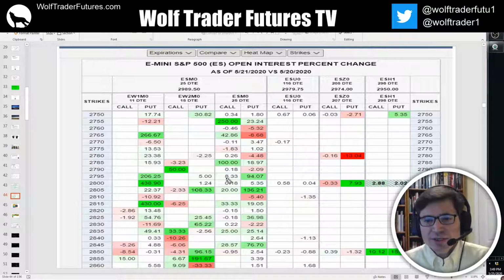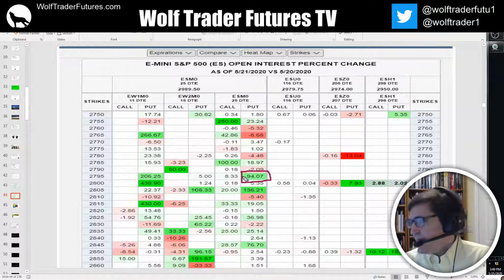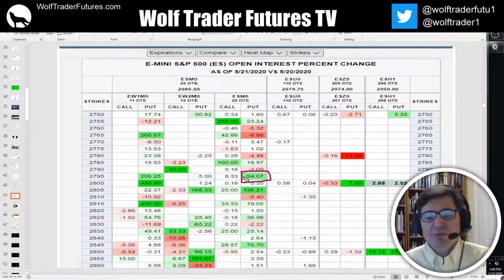So what you see here is huge changes in people betting that the market's going to go down on the put side. That is just so bullish to me when I see these people betting that we're going to fall. And even if you look, these are days out.